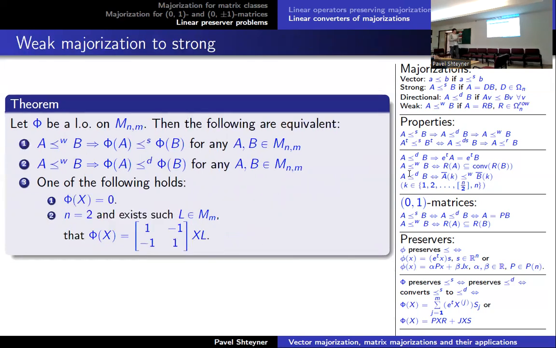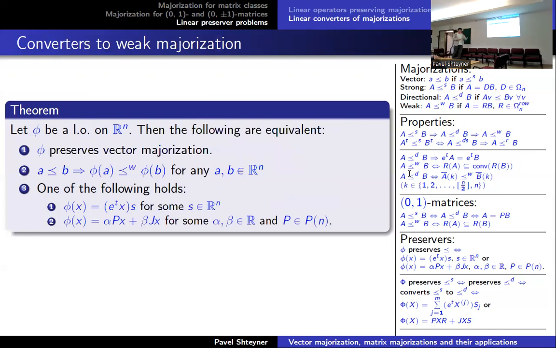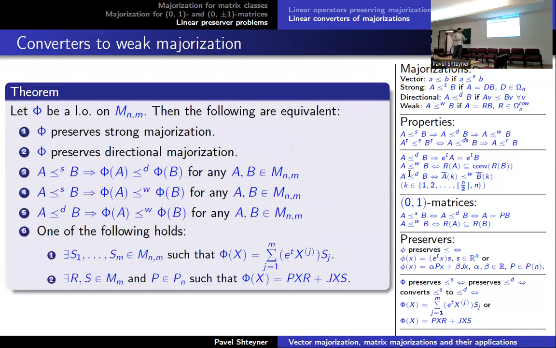It turns out that there are almost no nonzero converters from weak majorization to strong, or for the majorization to the other direction, only if n is 2. So this would suggest that in terms of majorization there is a very big gap between weak and strong. If you consider the converters the opposite way, then there should be a lot of converters. But surprisingly, this is not the case. An operator converts strong majorization to weak majorization if and only if it is trivial. So once again, we can prove the theorem using this assumption, which is much weaker.